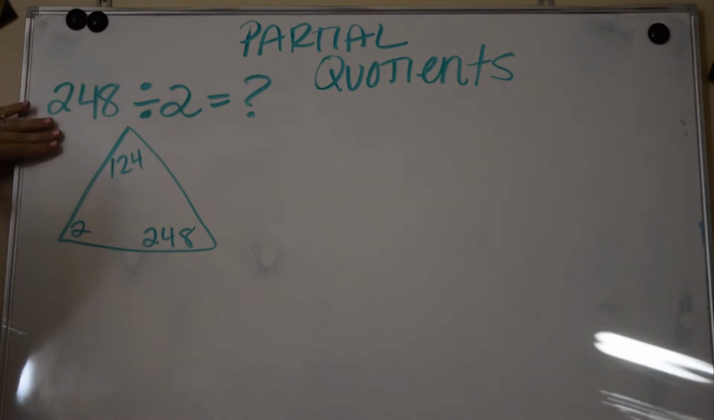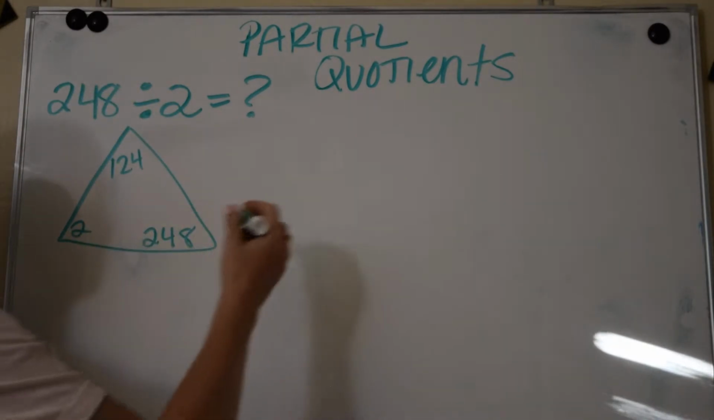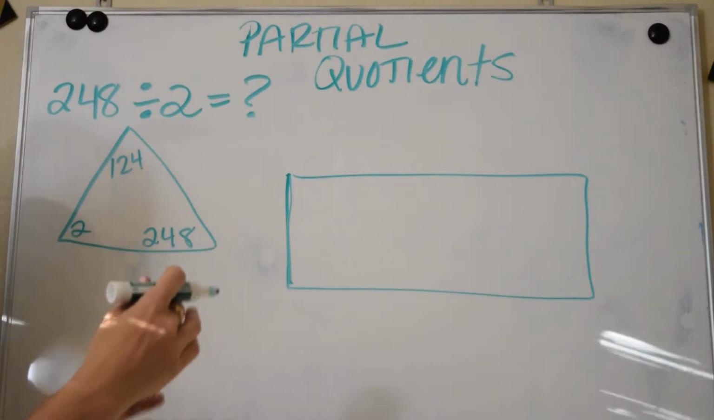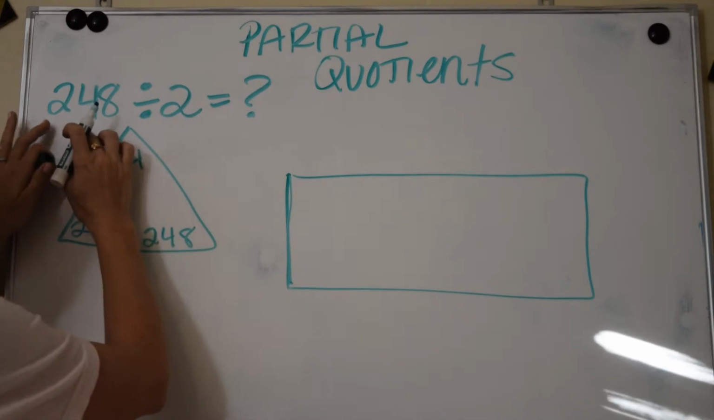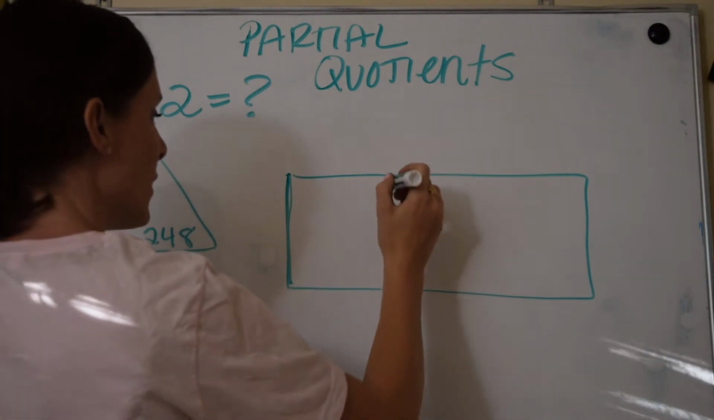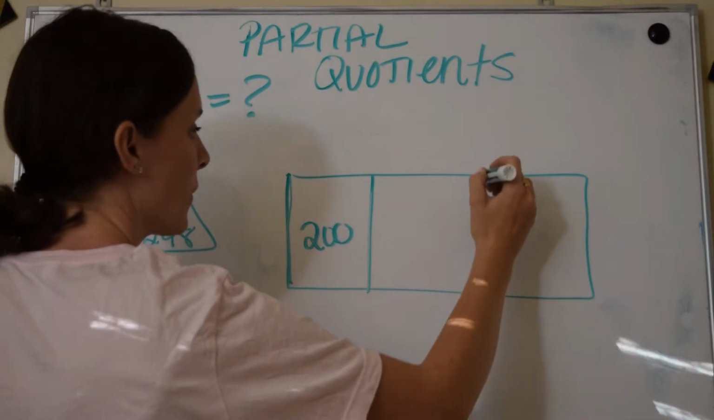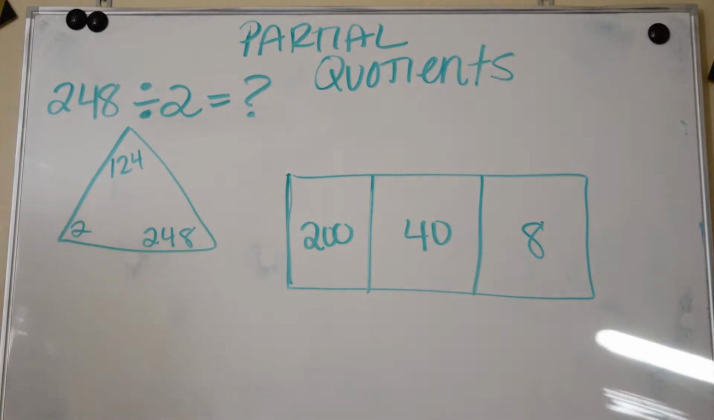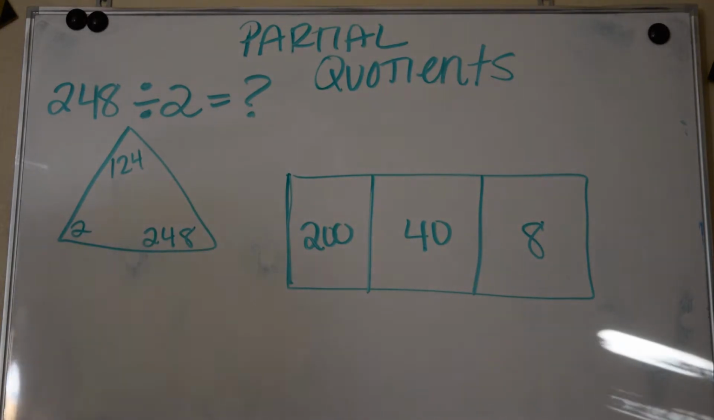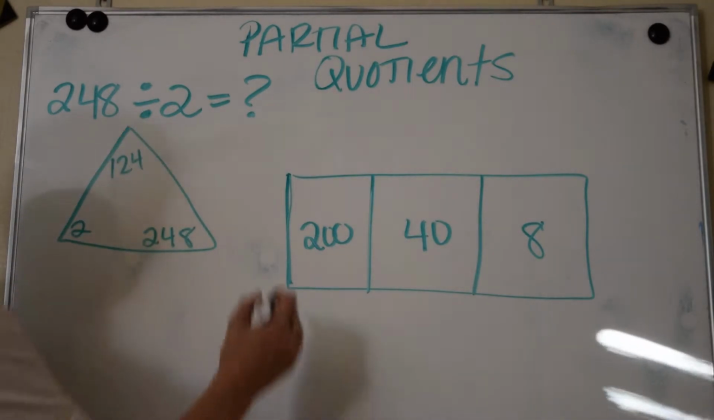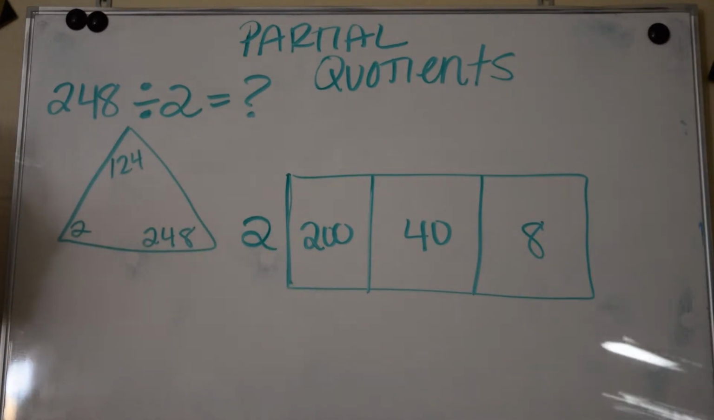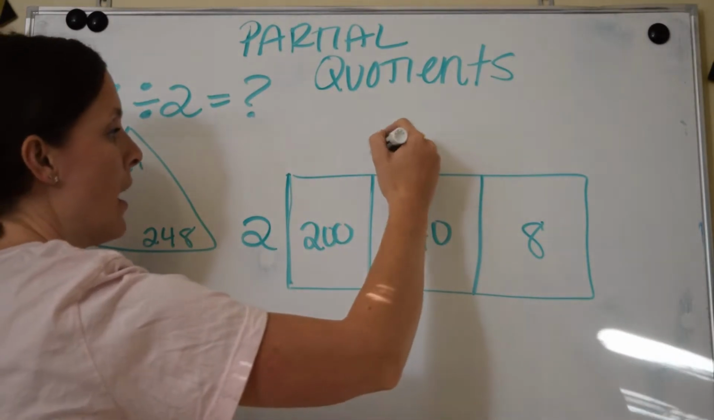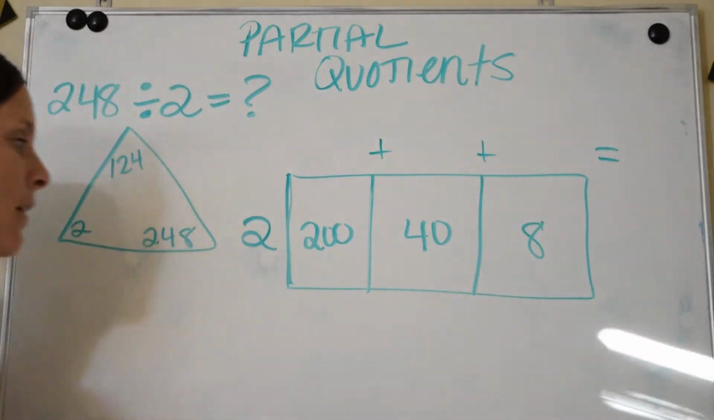What if the problem was 248 divided by 2? You're going to draw your rectangle just like you did before, but this time we're working backwards. So we're going to break up this 248. I would have 240 and my 8, okay? And we are dividing that into two equal groups, as here is our divisor. So the 2 comes out here. Now you're going to divide each of these by 2 and put the answer up here, and then we'll get our final answer.